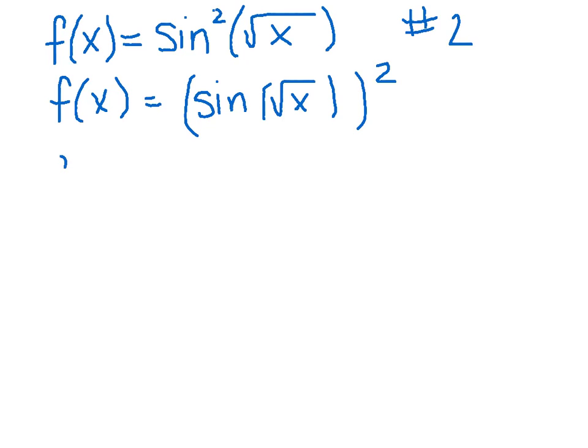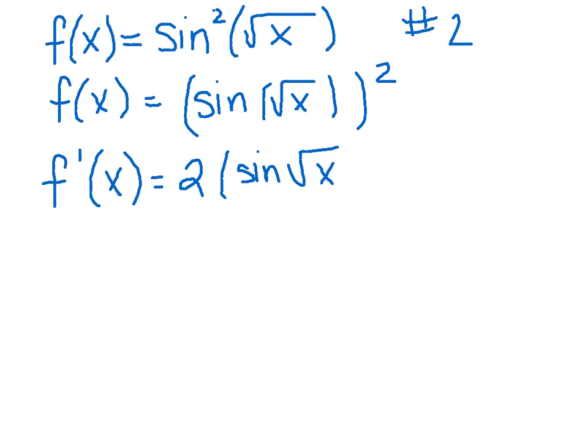To take the derivative, we actually have a double chain rule here. The first thing we notice is that we're taking sine of the square root of x and we're squaring it, so we're going to do the power rule there. We bring the 2 down, and then we still have all of this inside stuff, sine of the square root of x, now to the first power. Now we need to multiply by the derivative of this inside stuff.